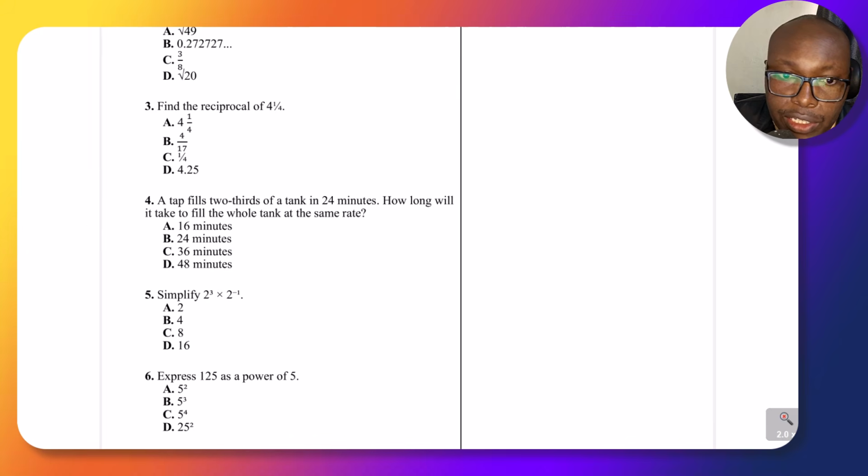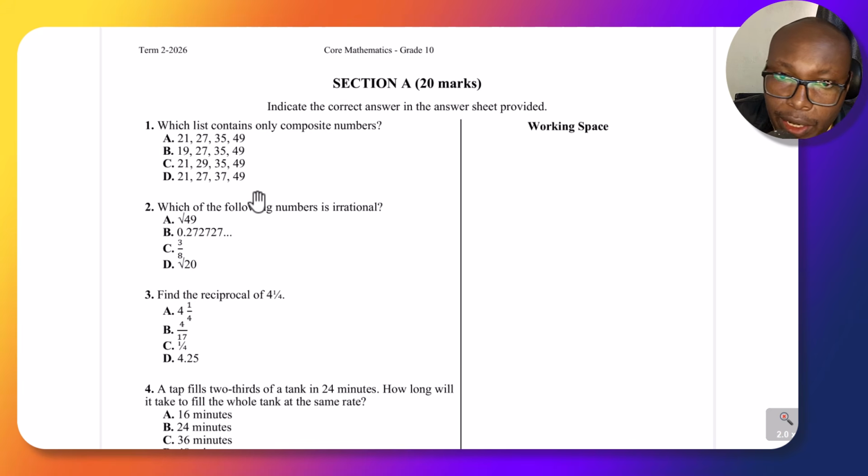So section A is here. Question 1, you have the working space there. Which list contains only composite numbers? Only composite numbers. So for this question, you need to understand what is a composite number. Before you answer it, you need to understand.